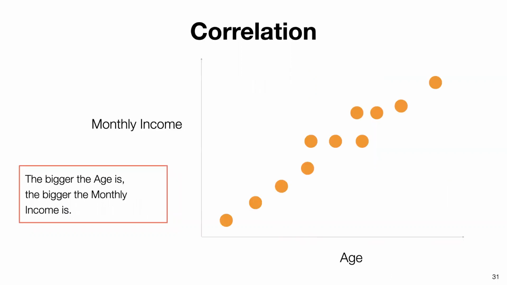Whereas correlation is continuous. So like age as an x-axis, monthly income as a y-axis, and these two are continuous, or more precisely numerical, in this case. So as the age increases, the monthly income increases. If you find this type of relationship, that's correlation, and that's a great insight in itself.